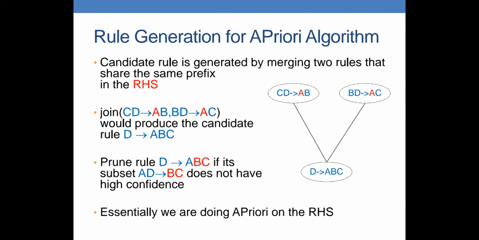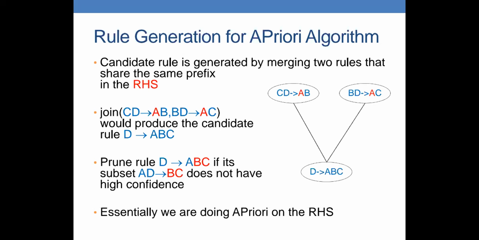That is, we call it as... So for example, here you have CD implies AB and BD implies AC. In these two rules, you have to generate the new rule. That is simply you can say that D implies ABC. In CD and BD, the common item is D.